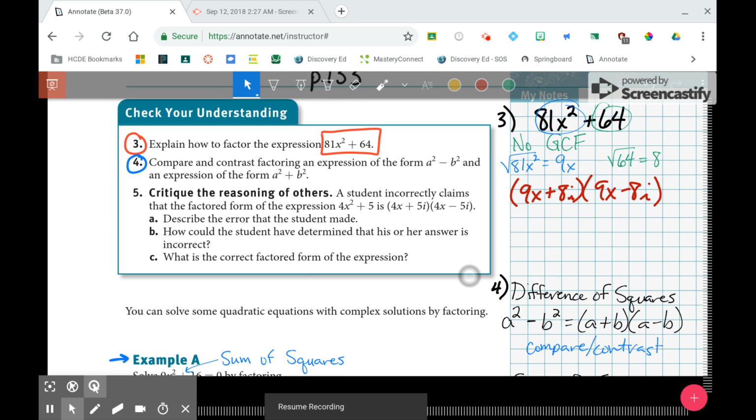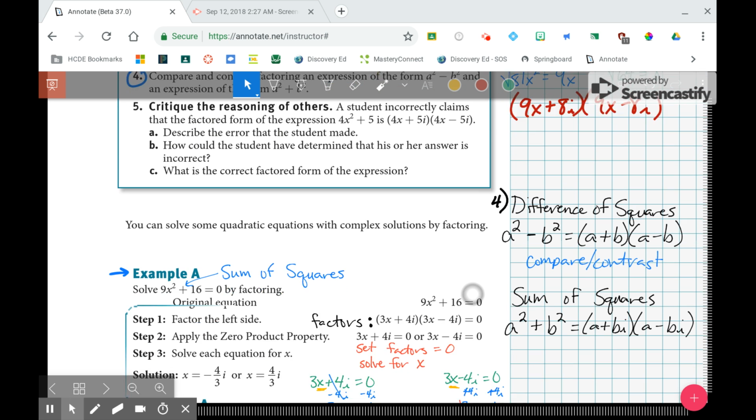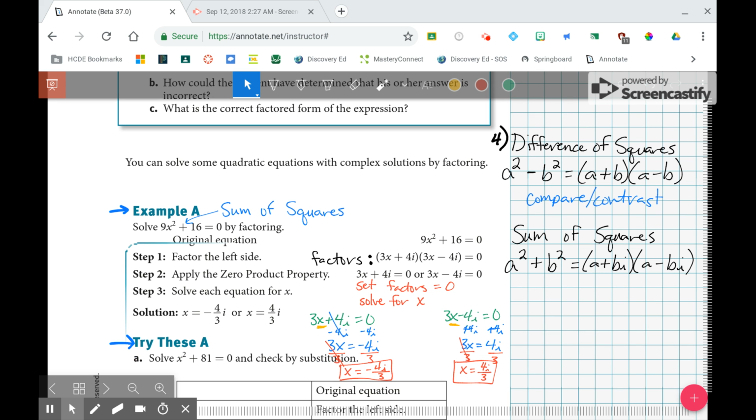So let's look at number 4. Let's make sure that we really understand the difference of squares versus sum of squares. Difference of squares was the method we would use when we were just factoring quadratics with real answers. Notice there's no i here. But sum of squares is what we're doing today. We do get those i terms.